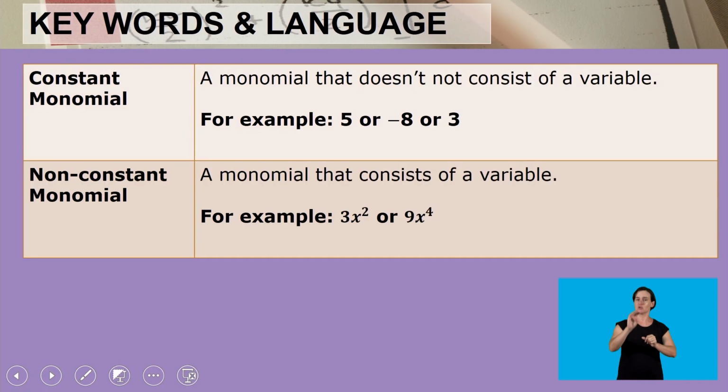We are also going to be looking at a constant monomial, and that is a monomial that does not have a variable. So we are talking about a constant, and because it's one term, then it's a monomial. So for example, a 5 or a negative 8 or a 3. Then we are also going to be talking about a non-constant monomial, and that is a monomial that consists of a variable. So an example of this would be a 3x squared or a 9x exponent 4.